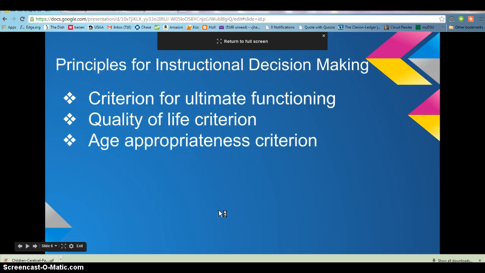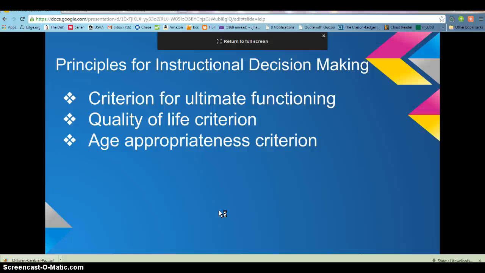The principles that we use for instructional decision making, whether we're using the alternate curriculum, the extended curriculum, or a functional curriculum, the first thing we're going to look at is criterion for ultimate functioning. Our first priority is, if we look 5 years from now, 10 years from now, what skills will this child need to be productive and independent in the setting that we anticipate him being in? The second one is quality of life criterion.